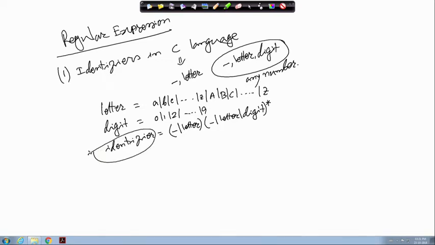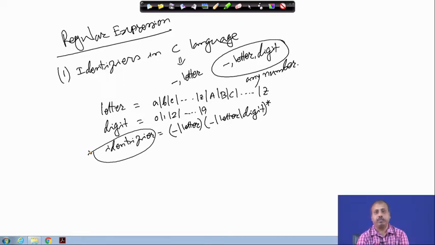Some programming languages have a limitation on the number of characters that you can have. It is very easy if the identifier size is not restricted. But if I tell you that in some language, instead of star, this has to be 5 only, so the total is 6 characters. The first character is underscore or letter, and the next 5 characters can be underscore, letter or digit, but the total is only 6 characters. Then of course, it is very difficult because you have to write it explicitly.